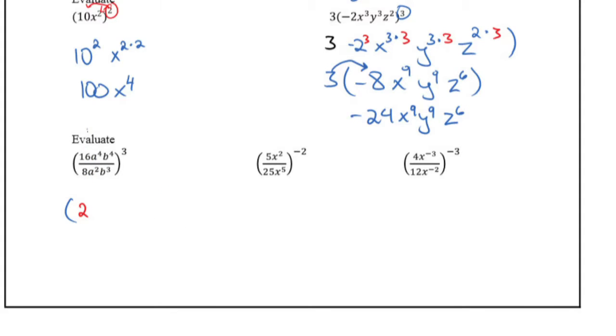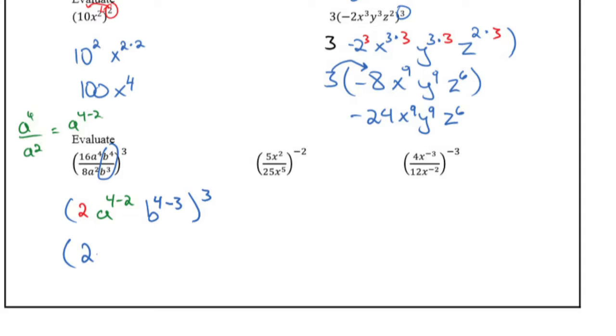The next thing I'm going to look at is this a to the 4 on top and a to the 2 on the bottom. Now if I had a to the 4 over a to the 2, we know that when we divide, we subtract our exponents. So that's a to the 4 minus 2. The next thing I have is this b, and again, I'm dividing, so I'm going to subtract my exponents. I still have the 3 on the outside. That hasn't changed anything.